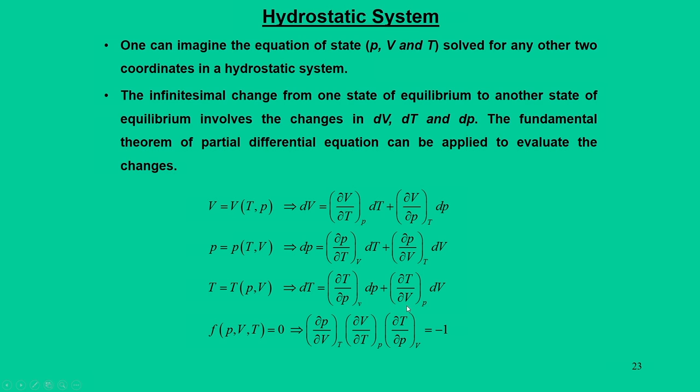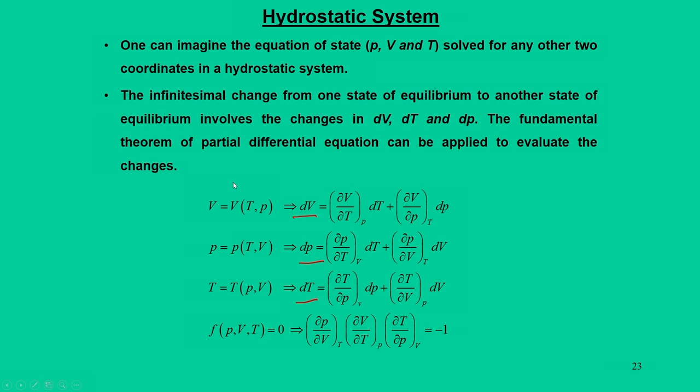So, for that we can define these hydrostatic systems mathematically. There are three possibilities which we can write. That means volume can be represented as a function of temperature and pressure, pressure can be represented as a function of temperature and volume, and temperature can be represented as a function of pressure and volume. So, accordingly the exact differentials dV, dP and dT can be determined.